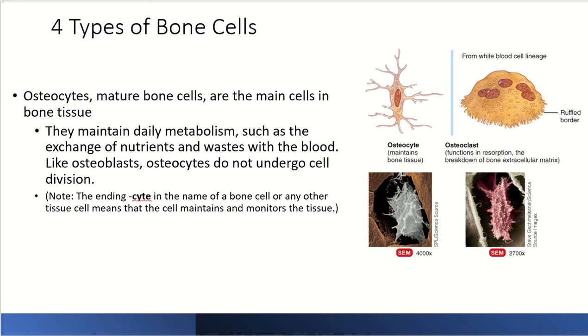So again, with the word anatomy, the ending cyte at the end of this bone cell or any other sort of tissue cell means that the cell is going to maintain and monitor the various tissue that it's associated with. So this is our osteocytes.